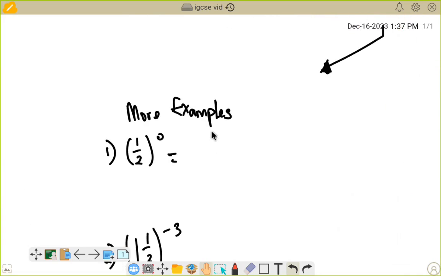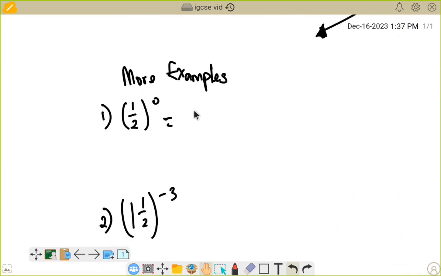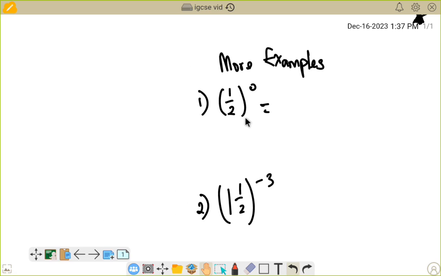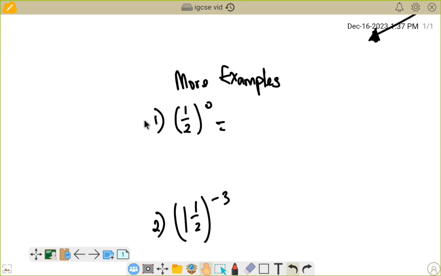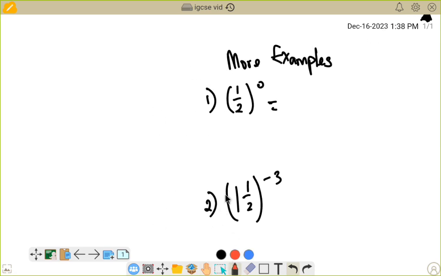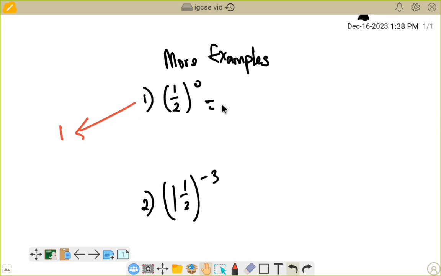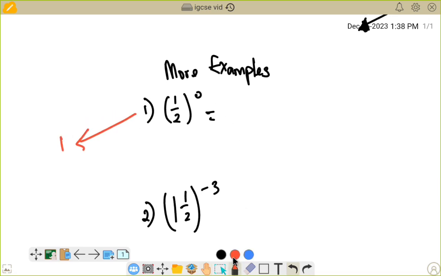Then you have some more examples right here. This is half raised to the power 0. Don't forget, any number raised to the power 0 is 1. So when you have half raised to the power 0, you should know that the final answer is 1. This is 1 as your answer, because any number to the power 0 is 1, irrespective of the number inside the brackets.